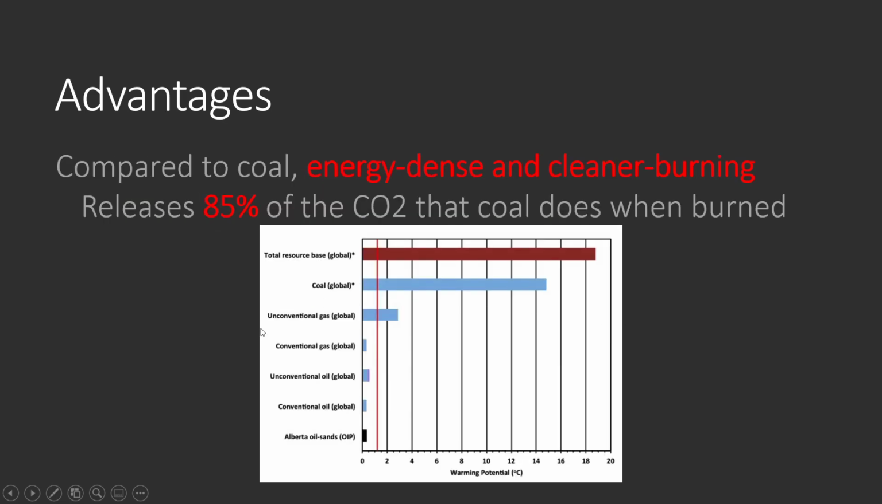Now compared to coal, it's very energy dense and cleaner burning. Petroleum releases 85% of the carbon dioxide that coal does when burned. So it's not nearly as much carbon dioxide compared to coal.